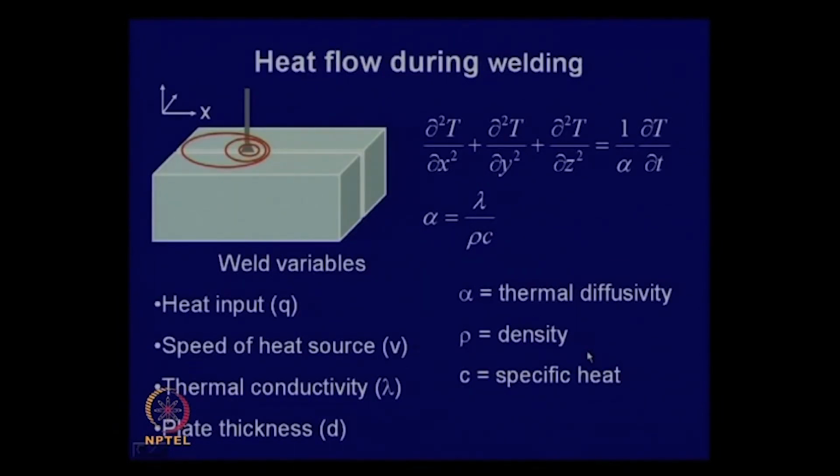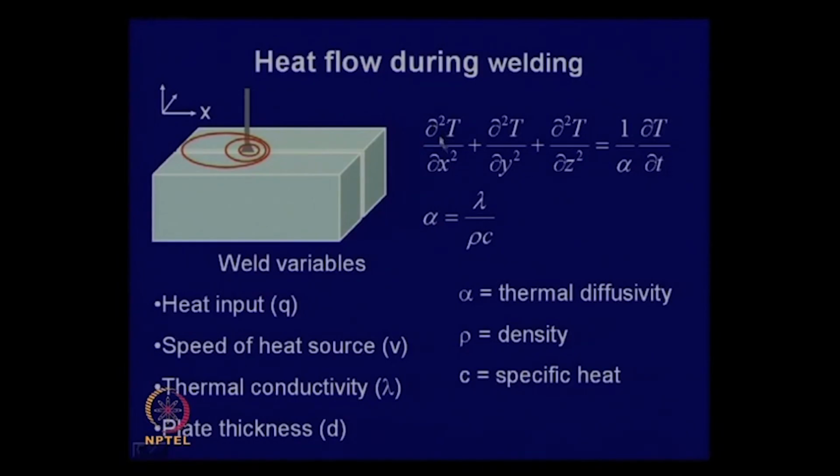Now, to understand the process of joining, it is necessary to have some idea about the heat flow that takes place during the joining process, and we will primarily consider the process of welding. In fact, the concepts that we learn here can also be applied to other cases. Metals are primarily conductors, so the heat flow through metal will be primarily by conduction, and this is the general expression for heat transfer by conduction.